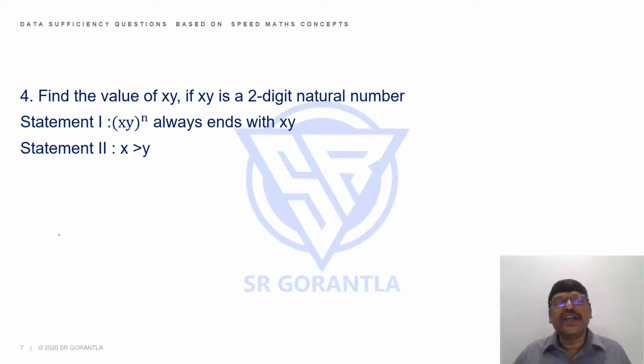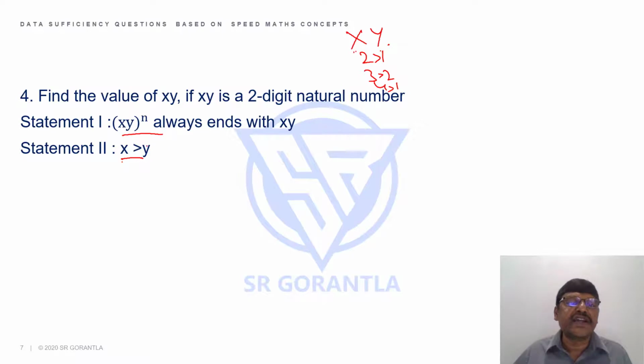Find the value of xy if xy is a 2-digit natural number. I think you can answer this question, students. Statement 1: xy whole power n always ends with xy. Statement 2: x is greater than y. Let's see, students. Can I answer only from the first statement? First of all, can you answer from the second statement? xy is a 2-digit number. x is greater than y means maybe 21, maybe 32, maybe 40, 41. In all cases x is greater than y only. We cannot answer from the second statement.